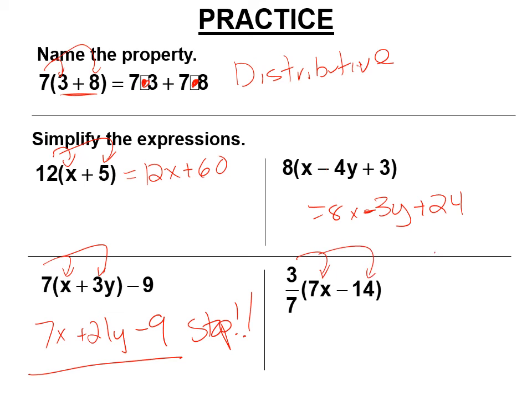Distributing a fraction. 3/7 times 7x. The 7's cancel, you get 3x. 3/7 times negative 14. You get 3 times negative 2, negative 6. It's 3x minus 6. Keep going. 9 times 2x, 18x. 9 times 6, positive 54. We do not multiply the 50, but we do have to combine our like terms.